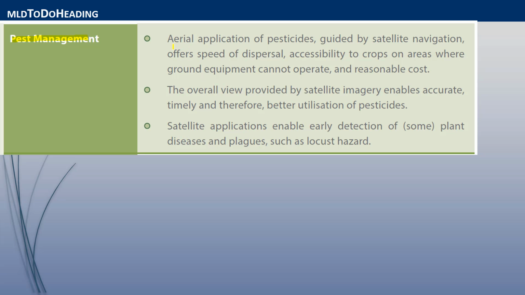So the next thing is pest management. In case of pest management, we can apply the pesticide with the help of aerial images, and these pesticides can be applied using satellite navigation and only to the certain areas where there is a demand, and those pesticides can be applied using unmanned aerial vehicles where the ground is not easily accessible.